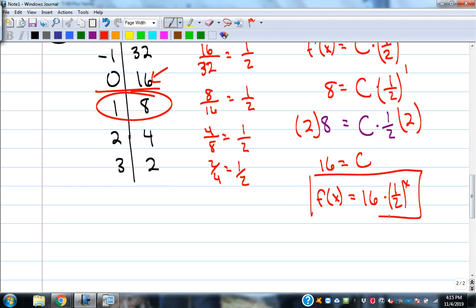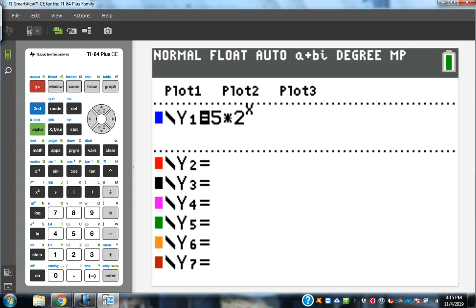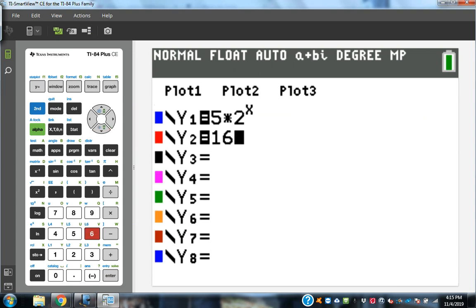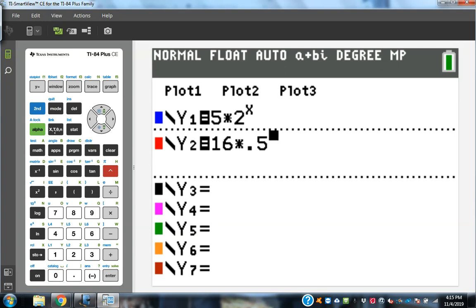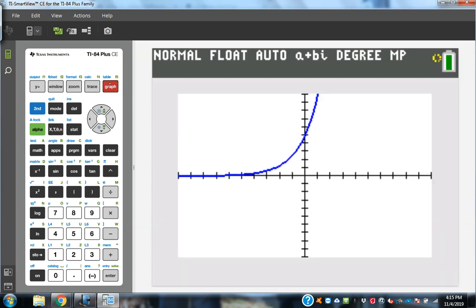And again, you could graph that. We know that this is going to be 16 times, I'm going to do 0.5 raised to the x. Easier to type in. Notice how that one, the red one, is the one we're doing right now, example B. It's exponential decay because it's going down as you move to the right. The first one was exponential growth.